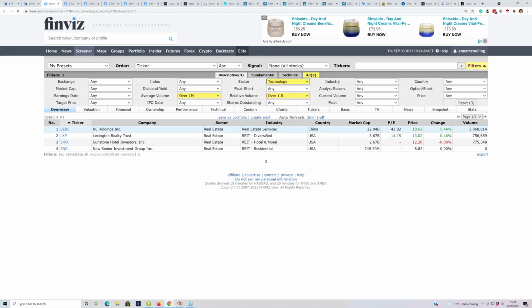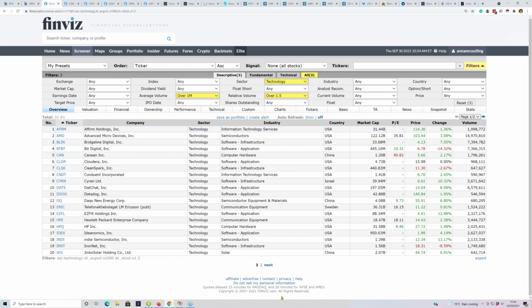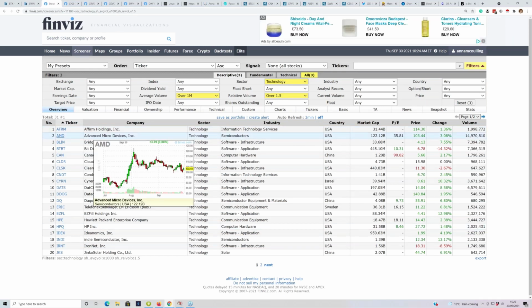See what tech's doing at the moment. Well, tech is all fairly evenly balanced at the moment, but you can go and look at AMD.